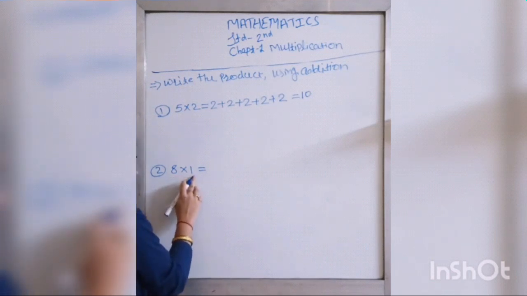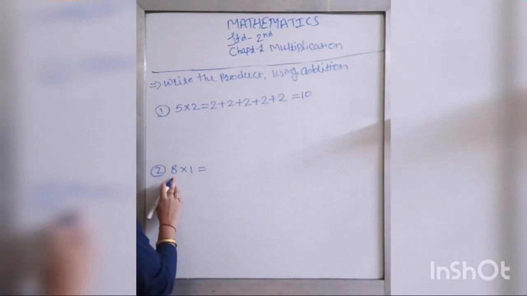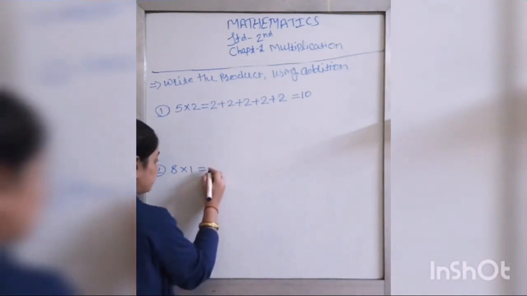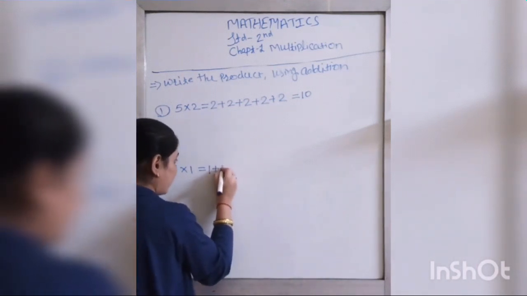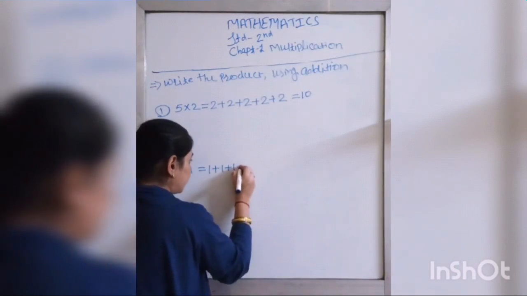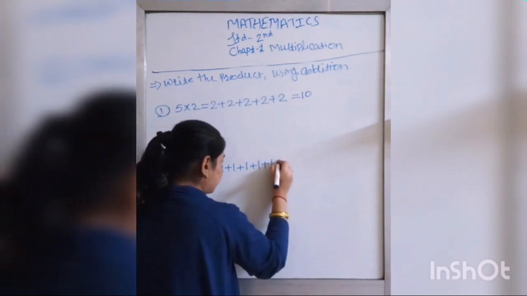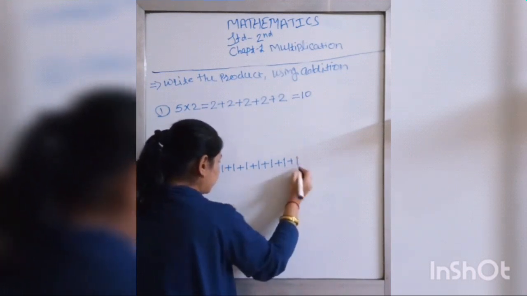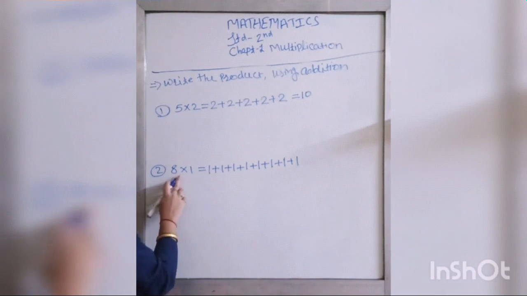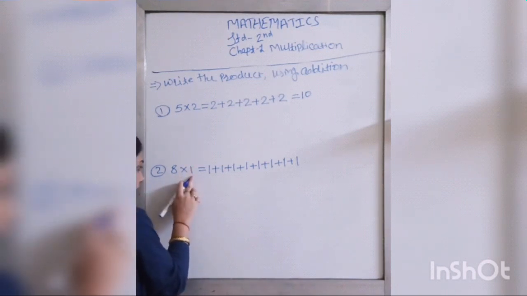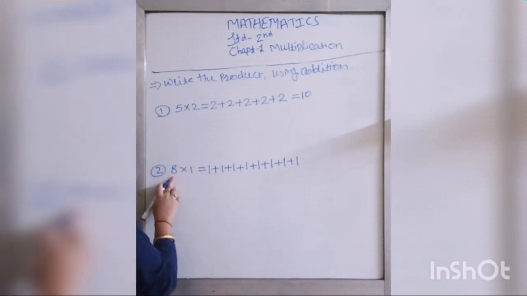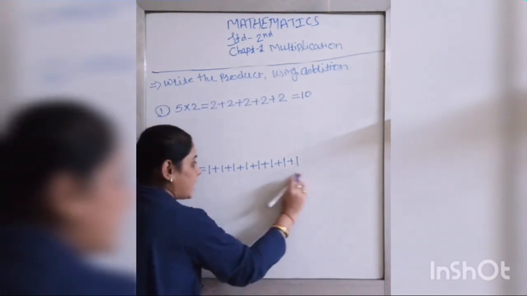Now see the second one. 8 multiplied by 1. That means this 1 we are going to add how many times? 8 times. Start adding. 1, 2, 3, 4, 5, 6, 7, 8. As we are going to multiply 8 into 1, we will add this 1 how many times? 8 times.